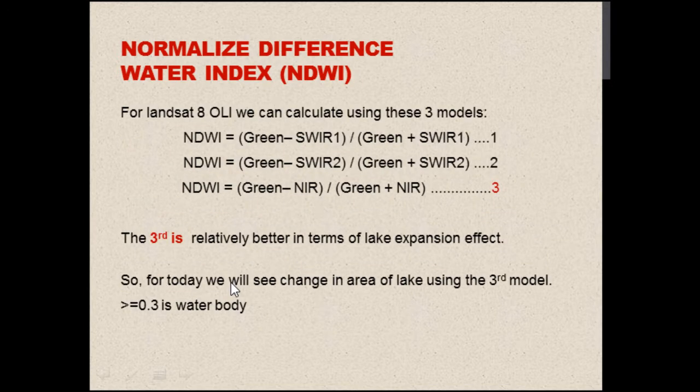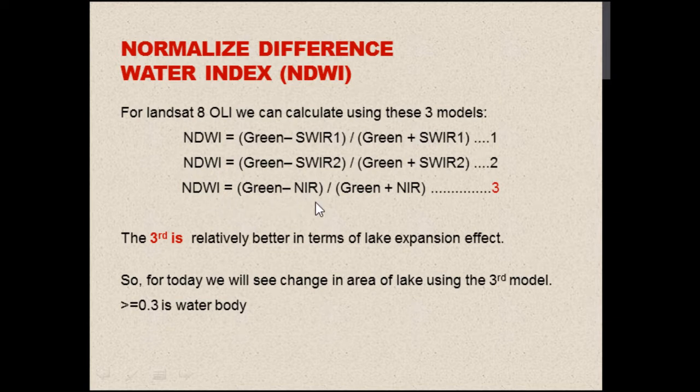There are three types of models for Landsat 8 OLI bands, so we can calculate using three models. The first one uses green and SWIR1, and the second model uses green and SWIR2 as a ratio, green minus SWIR2 over green plus SWIR2. The other one uses NDWI with green and NIR.